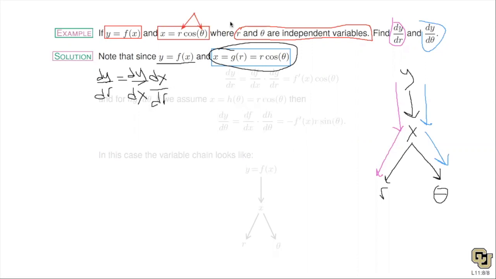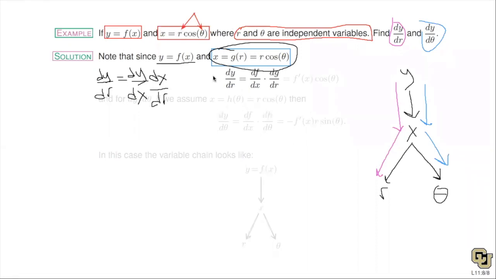So here you can see we're not canceling, but in a roundabout way, you can see the dx in the denominator here and the dx up here, they counteract each other. So now that's the formula. I just now have to calculate dy dx and dx dr. So that's what I've written here.